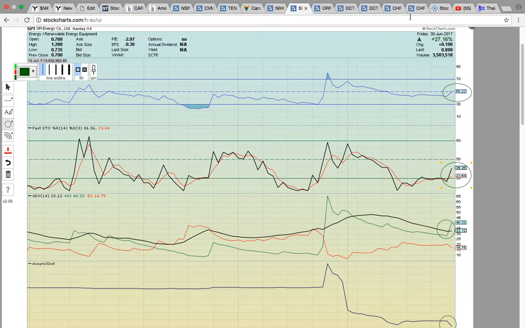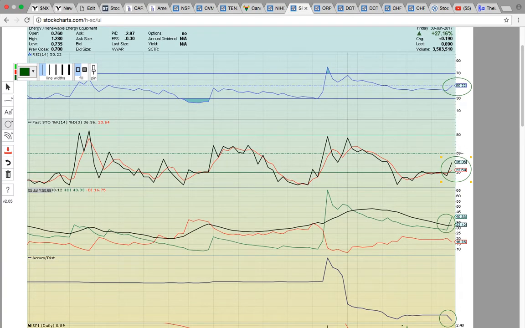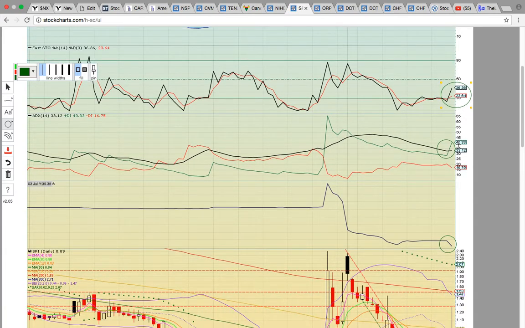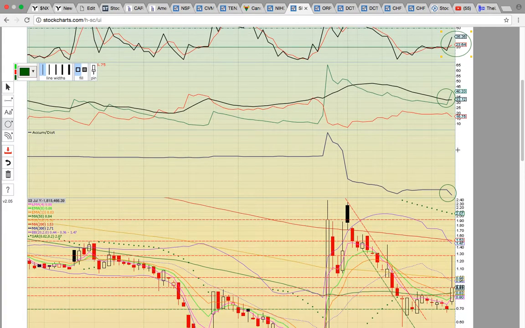Okay, take a look at SPI. There is a lot of room here on RSI, currently at 50, just busted back into the bull zone. Fasto is above oversold levels. There's a bullish crossover on ADX.